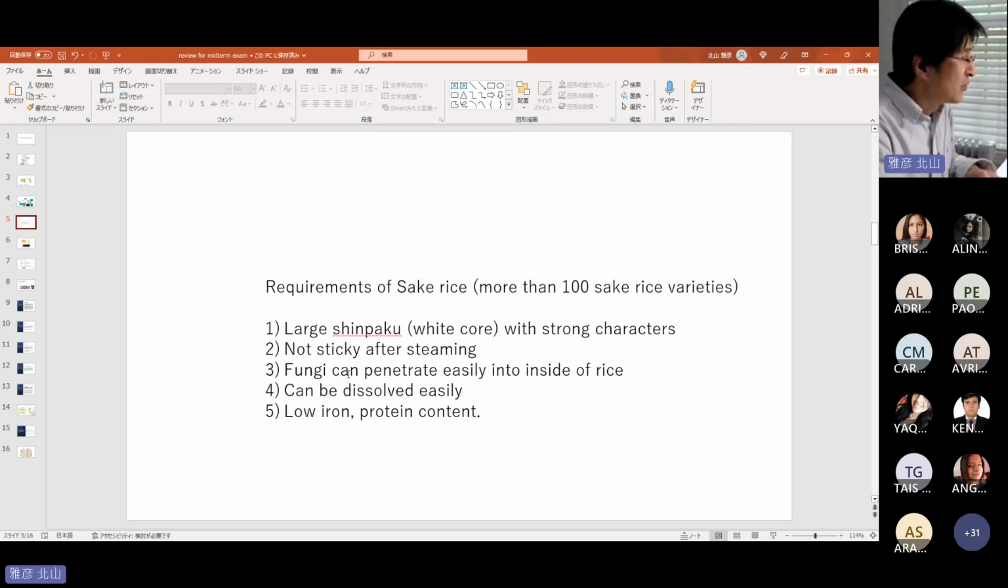You don't need to memorize all 5 requirements. I added other requirements, so you need to choose one inappropriate answer. These 5 are the major requirements for making sake regarding the ingredient of rice.